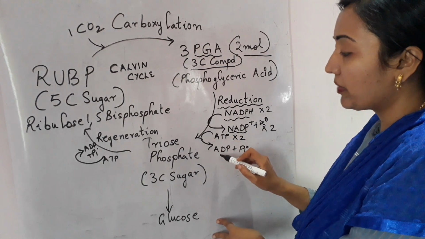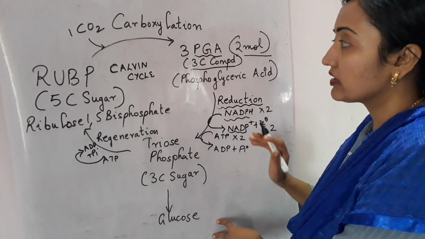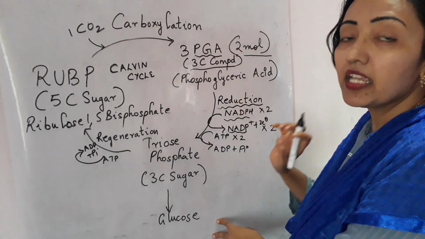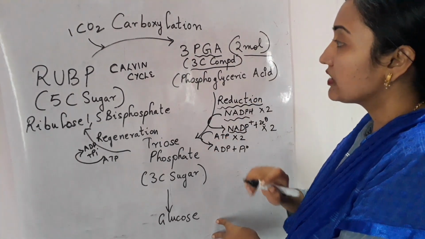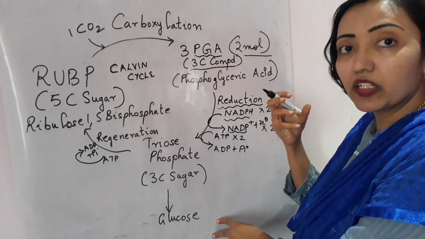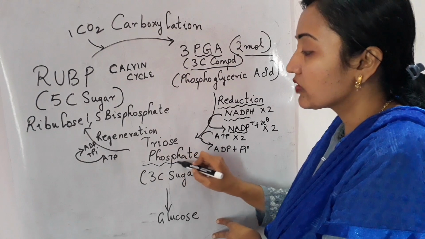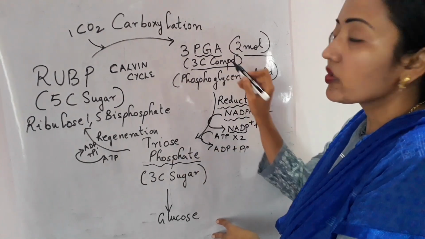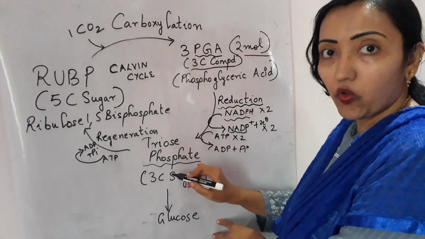ATP breaks to form ADP plus phosphates, so energy is given to phosphoglyceric acid. Phosphoglyceric acid accepts the electrons and energy, and when a compound accepts electrons, it undergoes reduction. 3-phosphoglyceric acid undergoes reduction and forms triose phosphate.